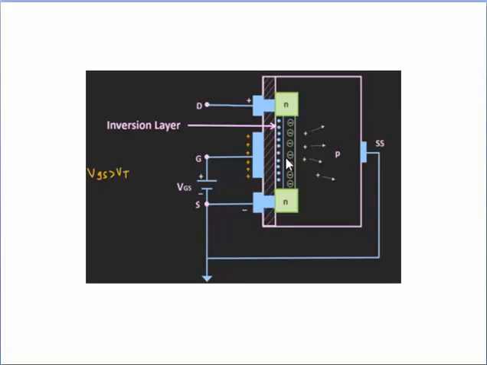So in this way, due to the application of voltage VGS, the channel is formed between the drain and source terminal, but along with this channel there will also be a depletion layer, because if we observe, there are two PN junctions which are reverse biased. The first PN junction is formed between the drain and substrate, and the second PN junction is formed between the substrate and source terminal.